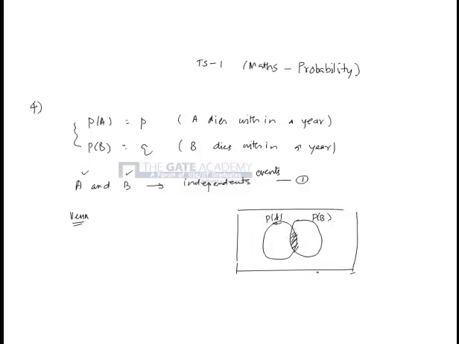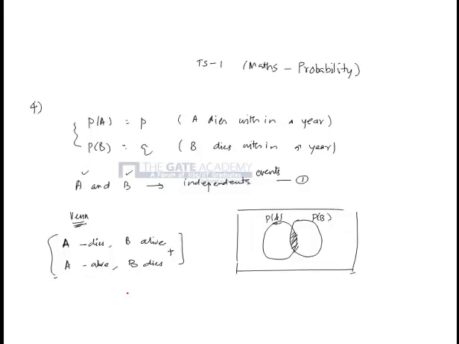Now what is asked is the probability that only one of them will be alive at the end of the year. So it means that either A dies, B is alive, or A is alive and B dies. So the probability of these two events together is asked.